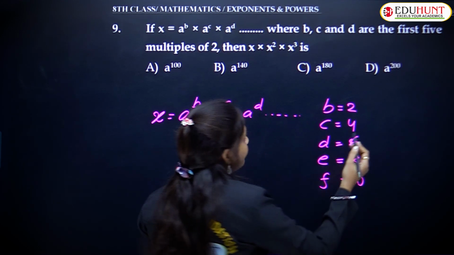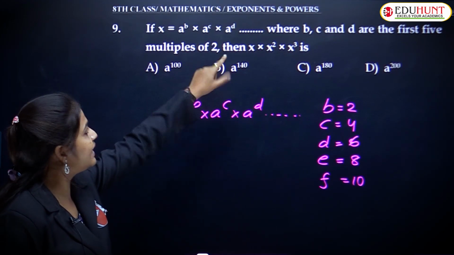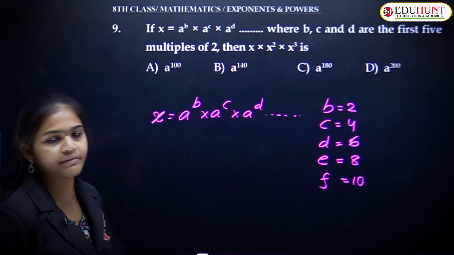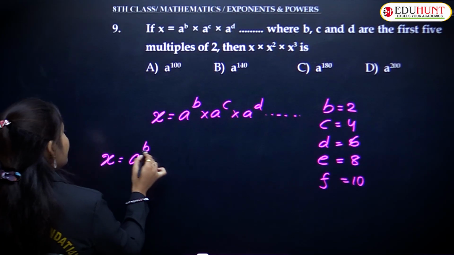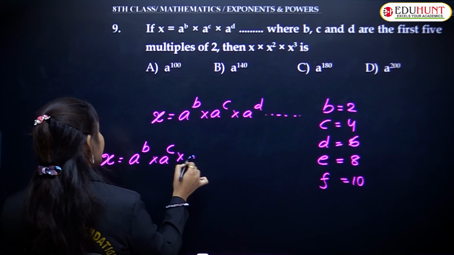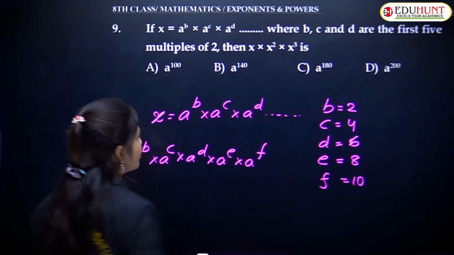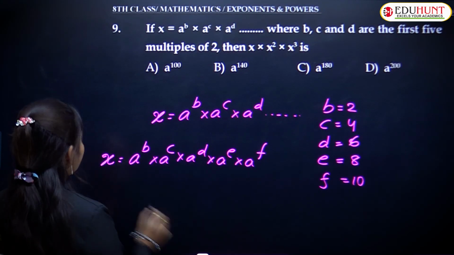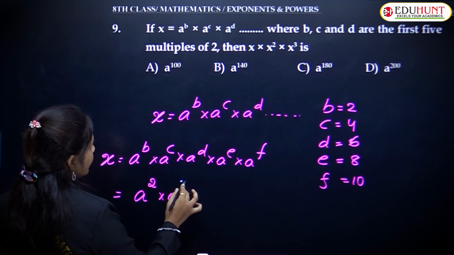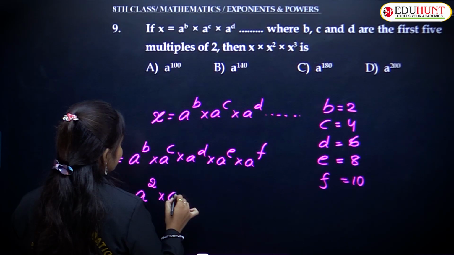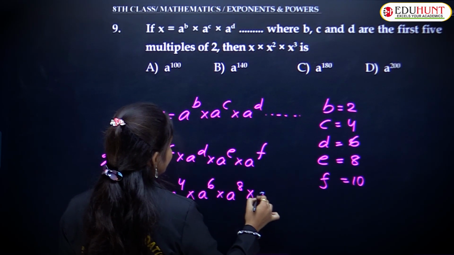F is equal to 10. Why? Because they said 5 multiples, but here they didn't mention up to. Only B, C, D are mentioned, E and F are not mentioned, so that's why we can take E and F. Okay, so here x is equal to a power b into a power c into a power d into a power e into a power f. Actually, this is the question. Understand? So from this, a power 2 into a power 4 into a power 6 into a power 8 into a power 10.